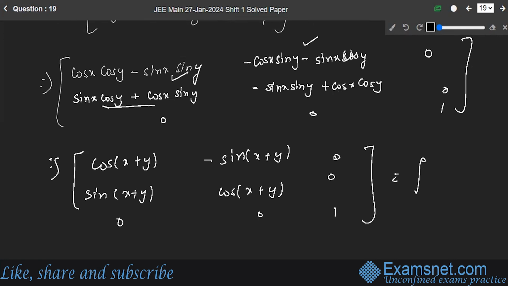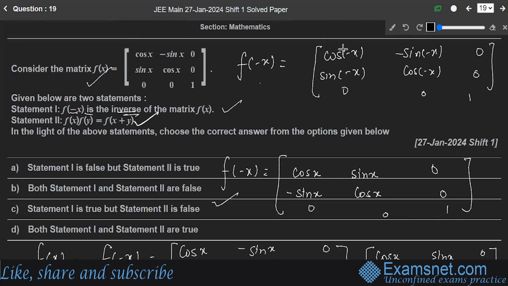So this is equal to f(x+y) only. That means the second statement is also correct. That means both are correct. And yeah, you have the third option, last option, D. This is the right answer to the question. Hope you're clear with this. And let's move to the next question, number 20.